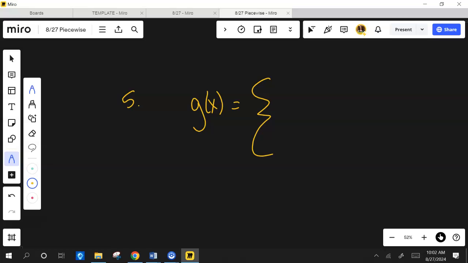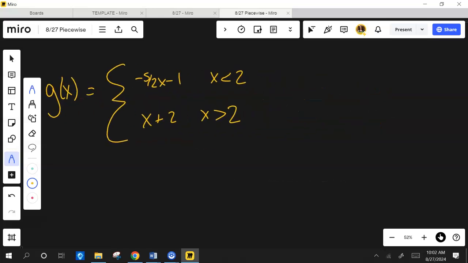5. G of x is negative 5 over 2x minus 1 if x is less than 2, and x plus 2 if x is greater. Ooh, this is a good one. All right. Why is this a good one? This is a good one because both of these are open. Look at that. They're not included. I'm going to have something left out of my domain here. All right, but let's go with it.